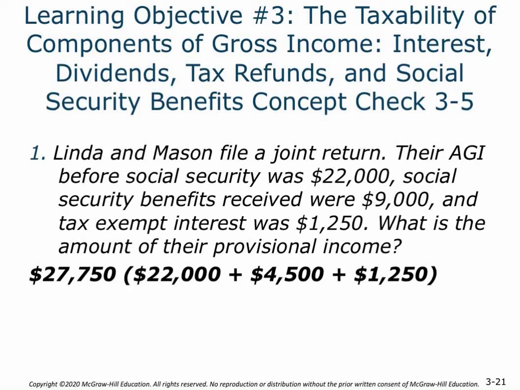So look at this concept check. Linda and Mason filed a joint return. Their AGI before Social Security was $22,000. Social Security benefits were $9,000. Tax-exempt interest was $1,250. What is the amount of provisional income? We're going to have $22,000 for the AGI plus half of the Social Security benefits, or half of the $9,000, which is $4,500, and then we're going to add back the tax-exempt interest of $1,250. So the total will be $27,750.